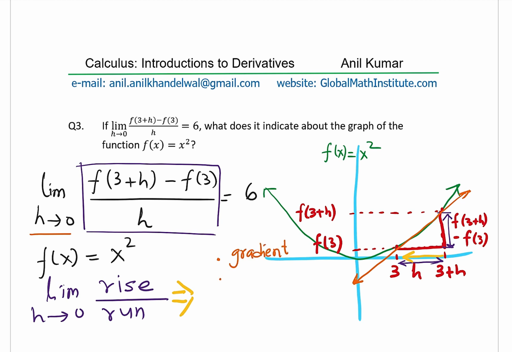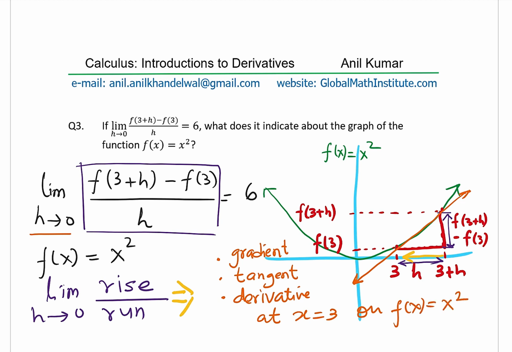You can also call this a tangent, or you could also call this a derivative. And all this is at x equals 3 on f of x equals x squared. Perfect. That is what it is trying to say. So I hope the concept is absolutely clear.